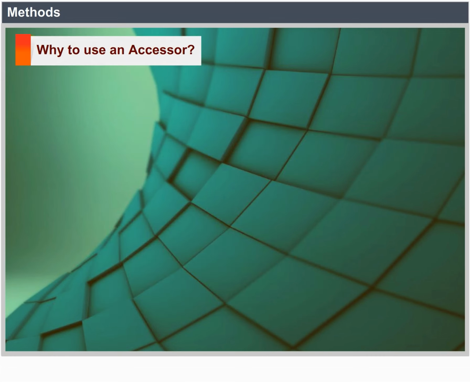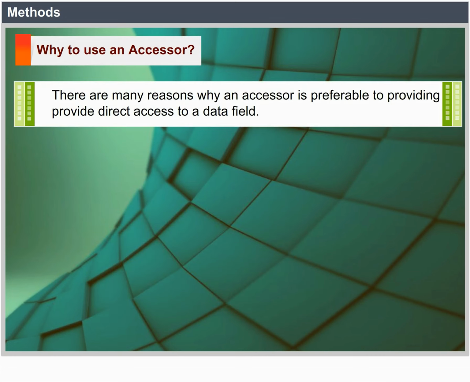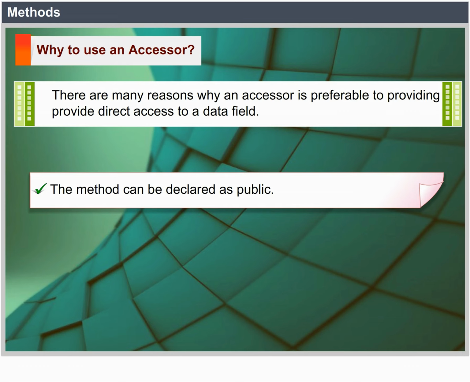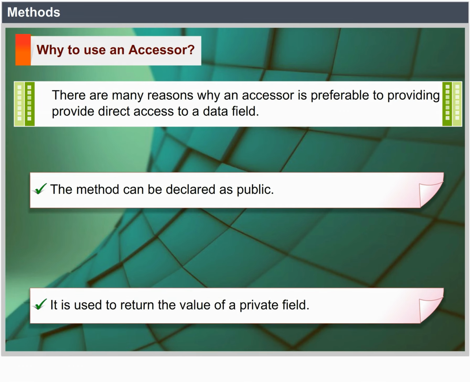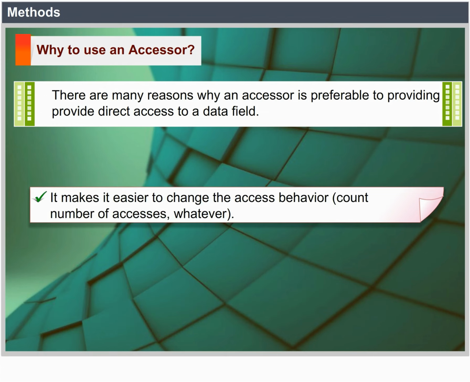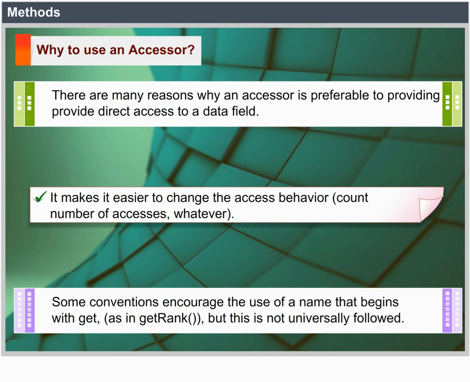Why use an accessor? There are many reasons why an accessor is preferable to providing direct access to a data field. The method can be declared as public. It is used to return the value of a private field. It makes it easier to change the access behavior, for example, to count the number of accesses. Some conventions encourage the use of a name that begins with get, as in getRank, but this is not universally followed.